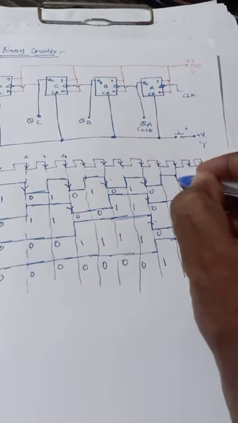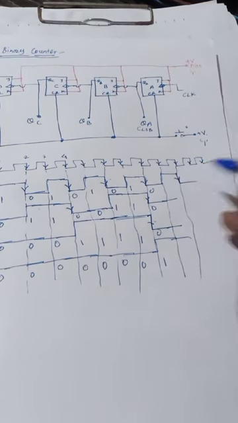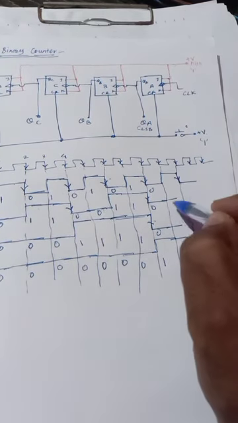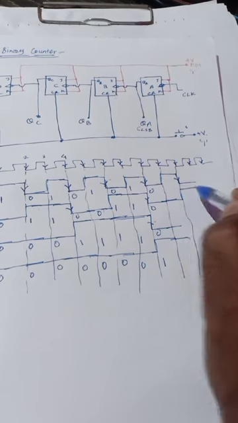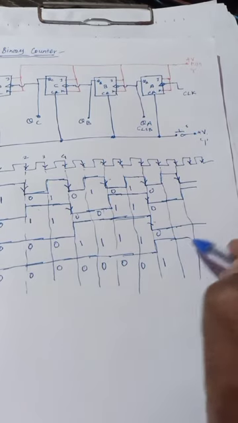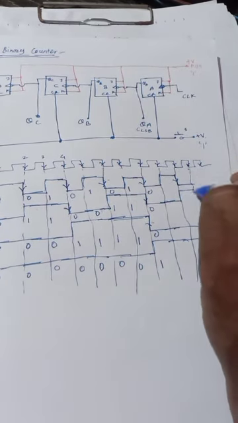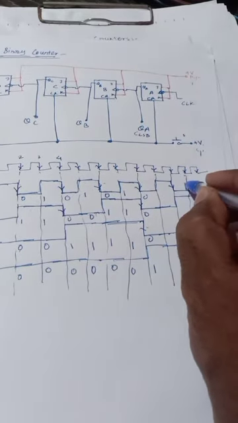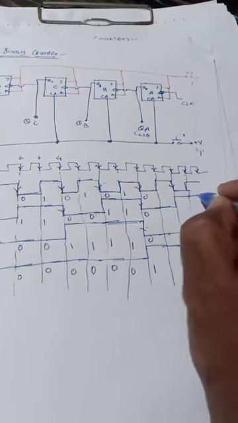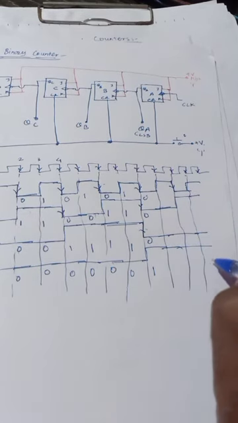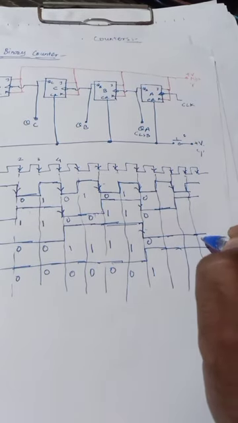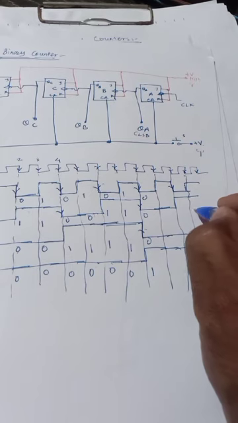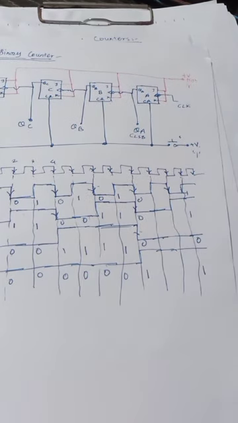Here it changes, negative edge, it toggles, so no change in the others. Here now again a falling edge, then a rising edge, no change. So here the output is 0 1 1.